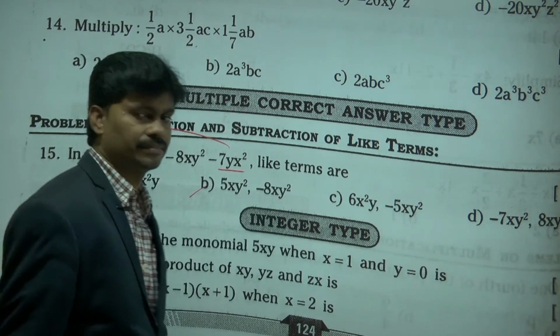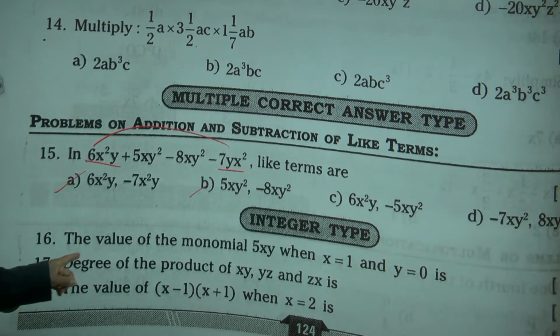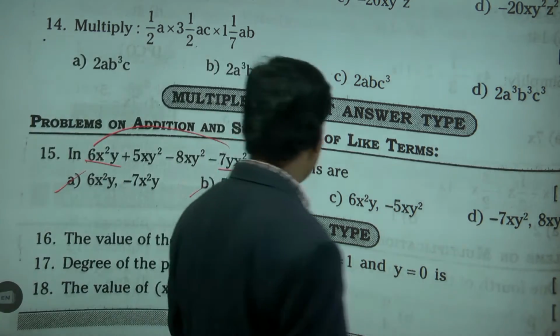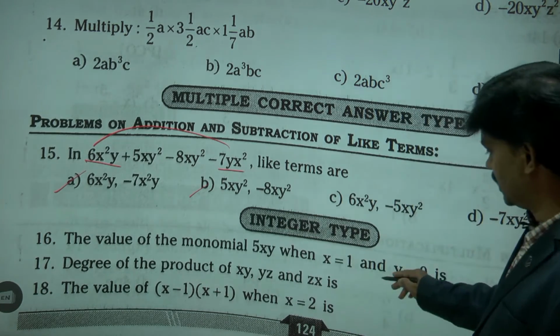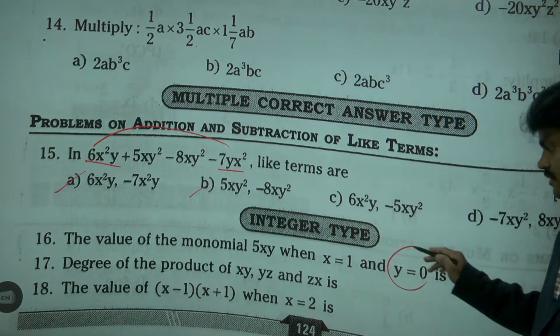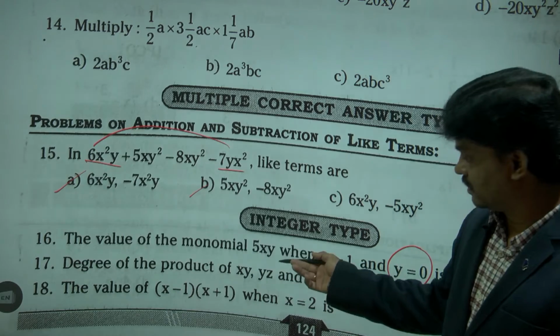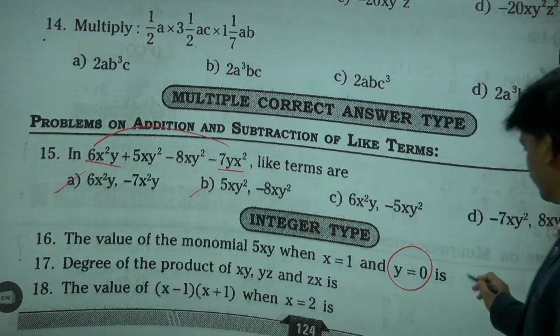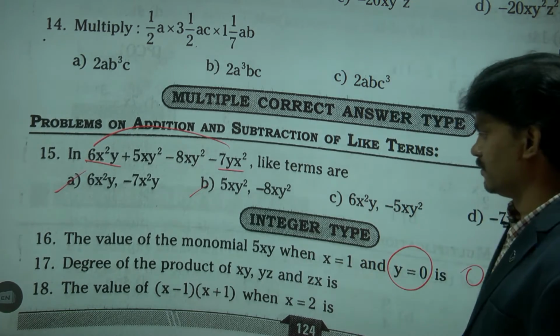Okay. The next one, the value of the monomial, integer type. So here, see, one of the values is 0. So no need to substitute and do all. All are multiplication, a product only. Obviously we will get 0.